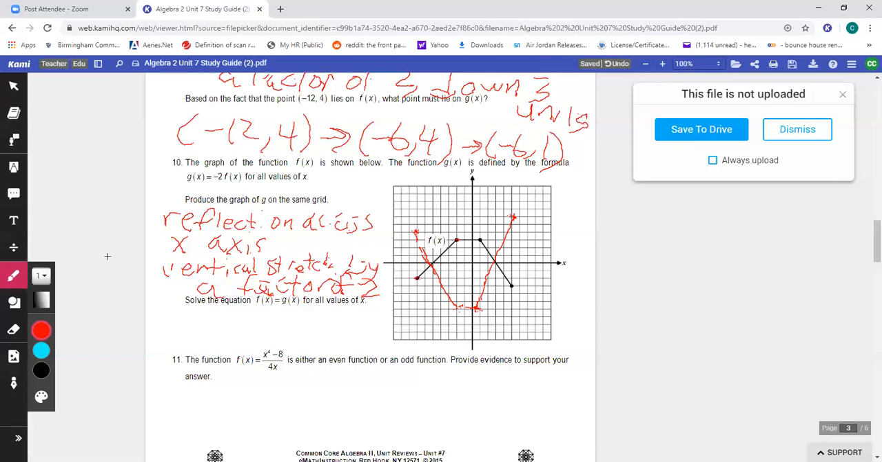Now we're going to solve the equation. When does f of x equal g of x? Well, that's when they cross. So that's x equals negative 5. And also when x is equal to 3.